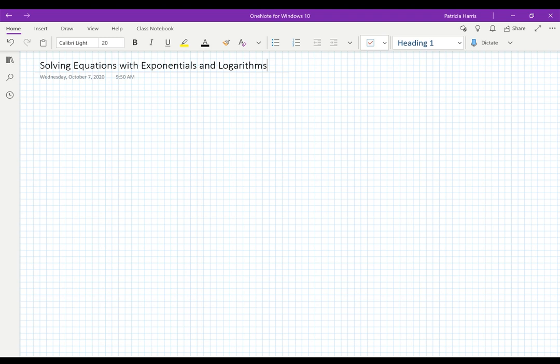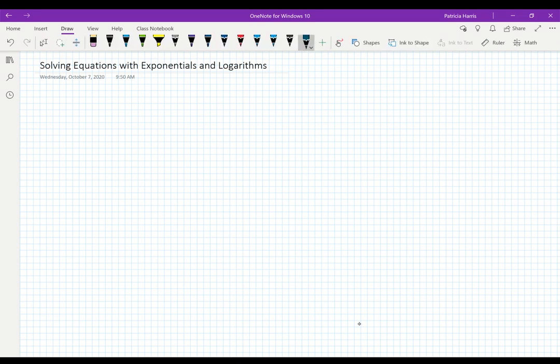Okay, guys, what we're going to do today is take kind of a step backwards and work on solving equations with exponentials and logarithms. When you solve an equation, you are basically using inverses to undo what is there. So when you add, you need to subtract. When you divide, you need to multiply. Well, the same thing is going to happen when we use exponentials and logarithms.